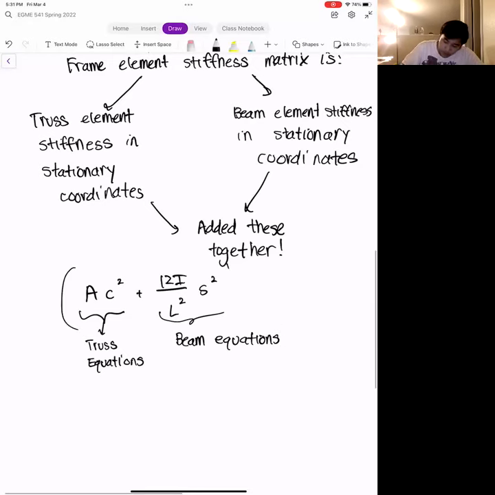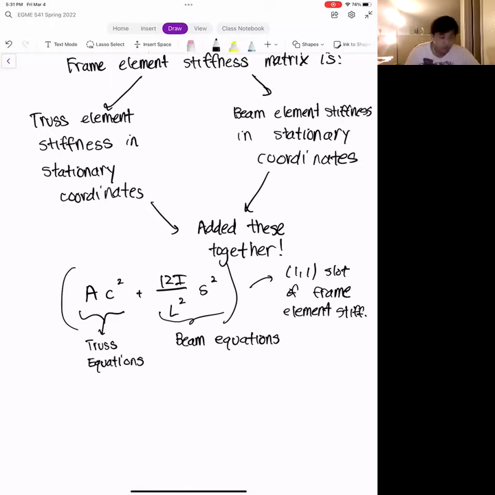Right? And so this quantity right here is in the top left, or in the 1-1 slot of the frame element stiffness matrix. Okay. And so you can see in that slot, where we have the sum of these two terms, one of them clearly comes from the truss equations, while the other one clearly comes from the beam equations. Okay. And so there's no mixing.